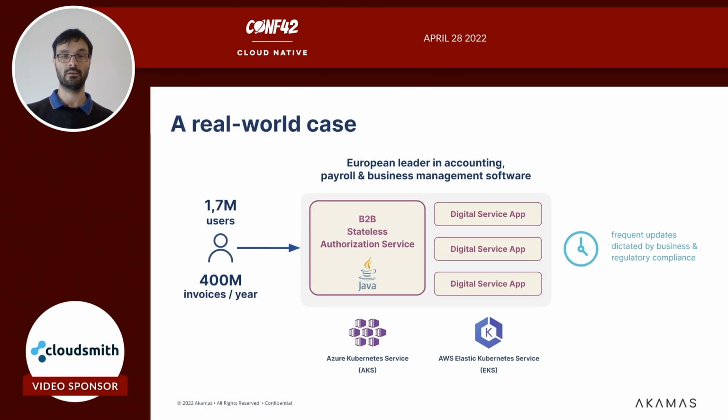The real-world case is about a European leader in accounting, payroll, and business management software, whose Java-based microservice applications are running either on Azure or AWS Kubernetes services. The target system of the optimization is the B2B authorization service running on Azure. It's a business-critical service that interacts with all the applications powering the digital services provided by the company.